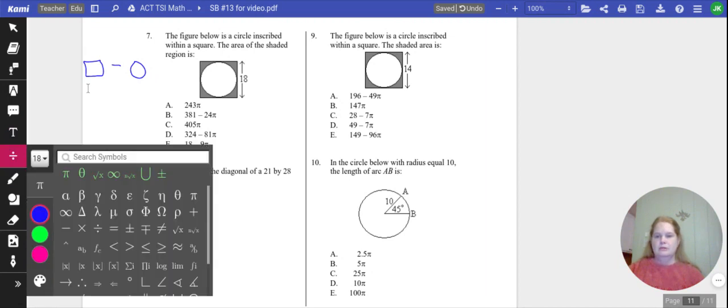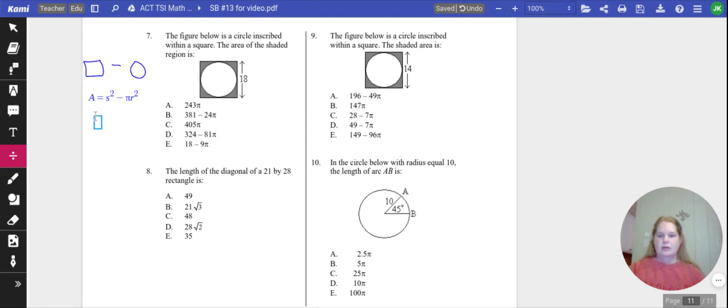And this is area, so I'm going to put these together. Area of a square is the two sides multiplied together, side squared. So side squared minus the area of the circle. The formula for area of a circle is pi r squared. These are things that I know. Now I'm going to grab some numbers. It wants to know the area. Now the side of the square is 18.